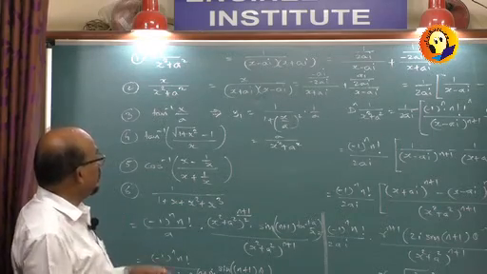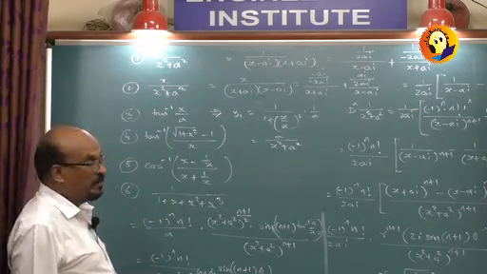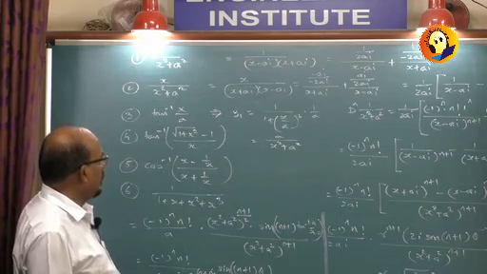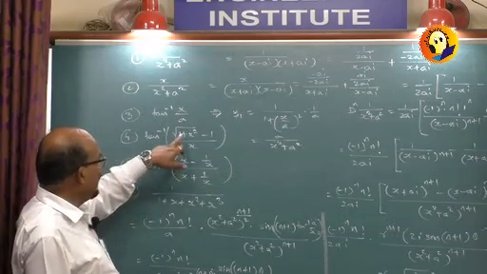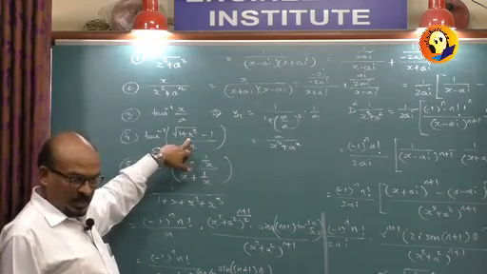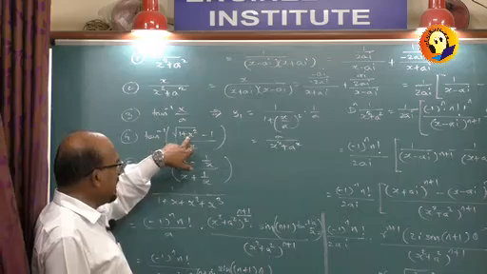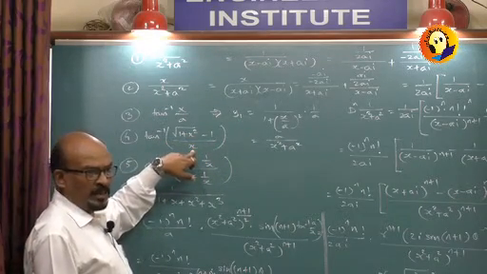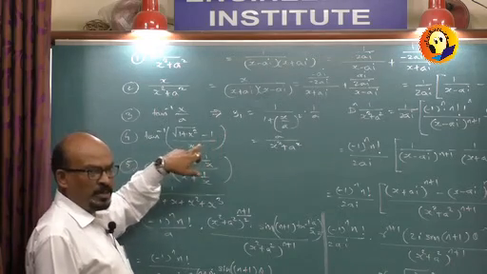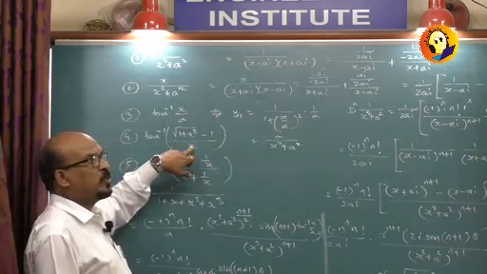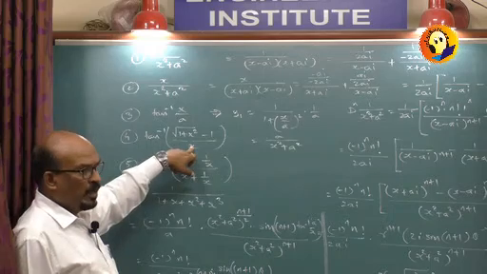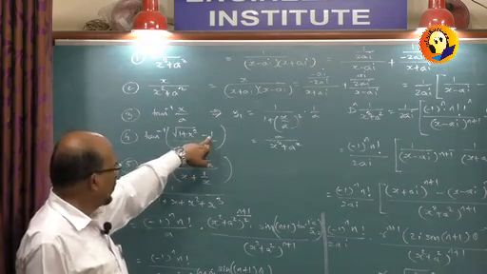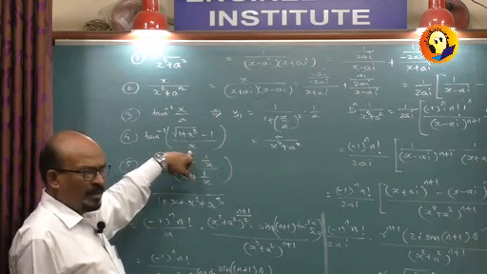Can we make any substitution, or should we differentiate and proceed? If you substitute x equal to tan theta, this is 1 plus tan square, sec square, that is sec theta. Sec theta minus 1 upon tan theta. So if you cancel, it will be 1 minus cos theta upon sin theta, half sin square theta, 1 minus cos theta upon sin theta.